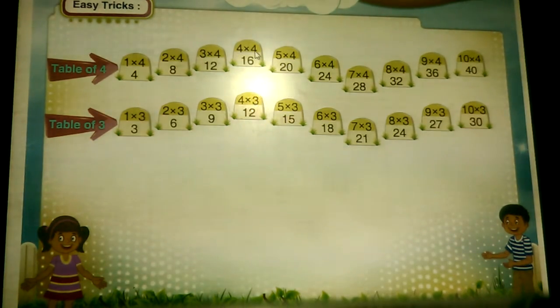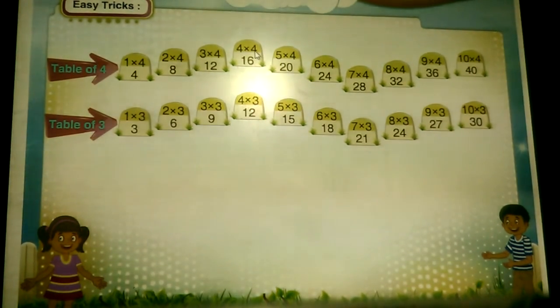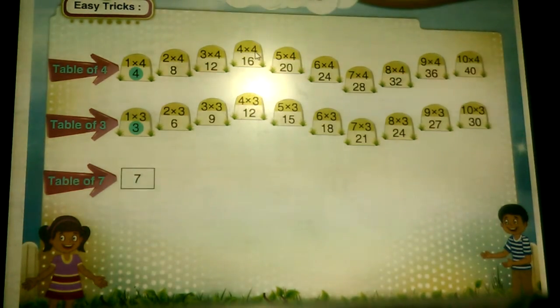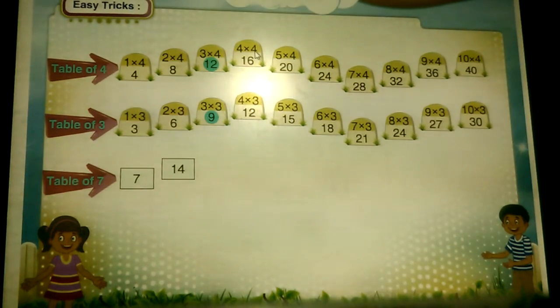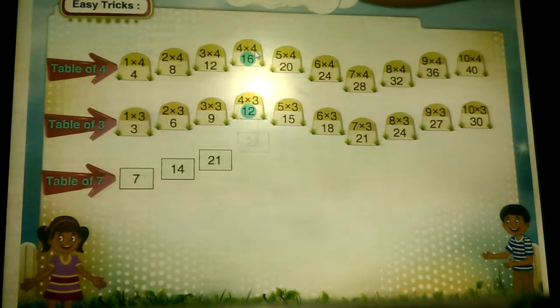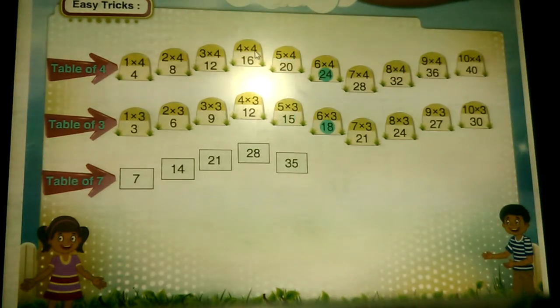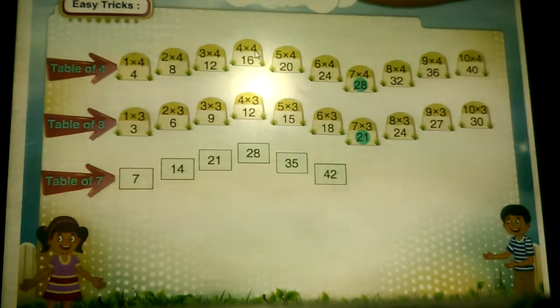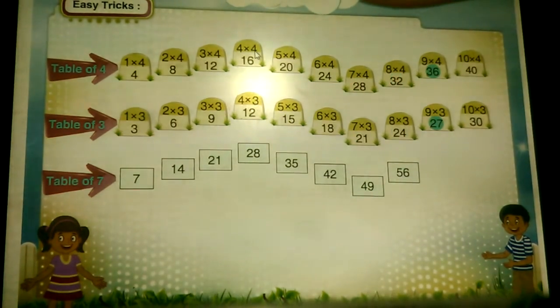Now we will add the numbers in the yellow boxes and the numbers on the left side will be written as it is. We get the table of 7. See, 1 7s are 7, 2 7s are 14, 3 7s are 21, 4 7s are 28, 5 7s are 35, 6 7s are 42, 7 7s are 49, 8 7s are 56, 9 7s are 63, 10 7s are 70.